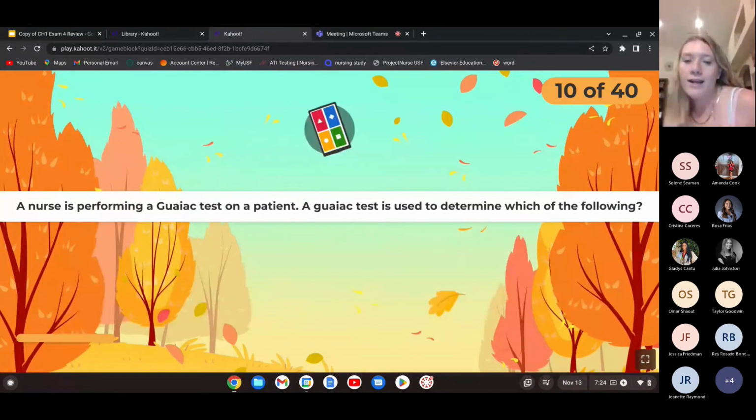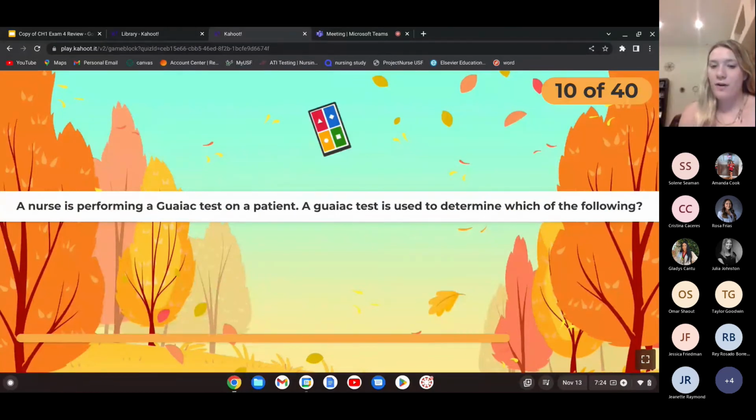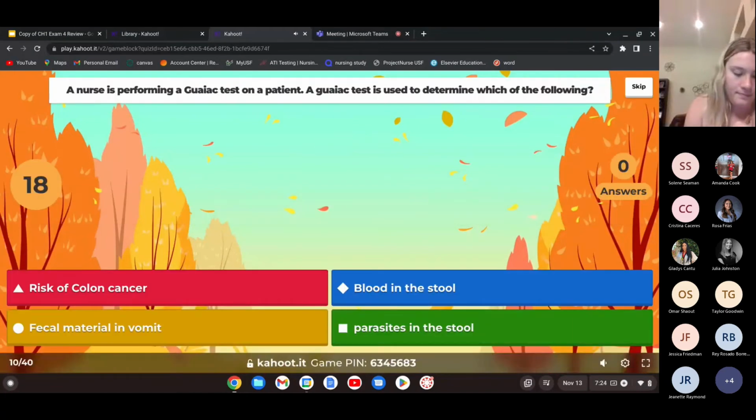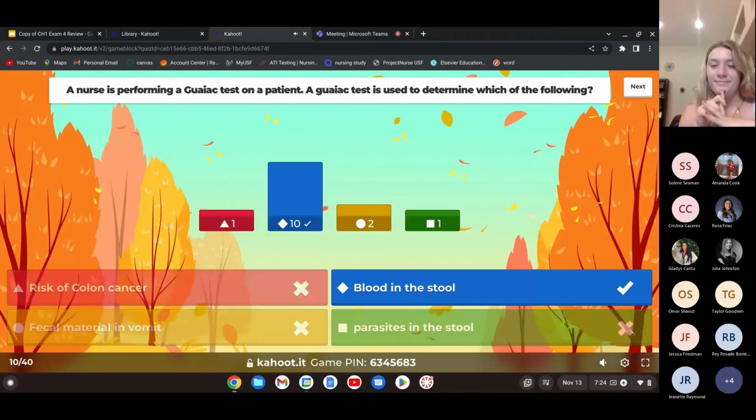A nurse is performing a Guaiac test on a patient. A Guaiac test is used to determine which of the following? Awesome job, guys. A Guaiac test is used to determine blood in the stool.